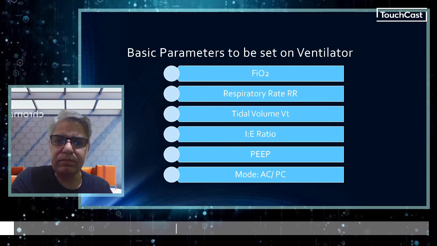Normally PEEP in a normal lung should be somewhere around 3 to 5 centimeters of water, but to start with, we always start with 5 centimeters of water. So this 5 centimeters of water is the pressure even at the end of the breath, and this pressure keeps the alveoli open. So with every breath, more and more alveoli are recruited. If we have to recruit more alveoli, those alveoli which are not working and contributing to what we call ventilation perfusion mismatch, then we have to give some PEEP, and that PEEP would keep the alveoli open.